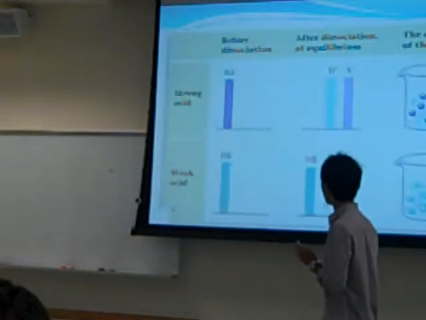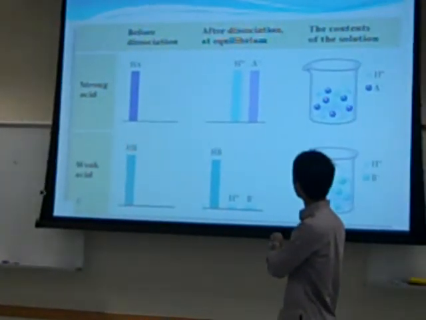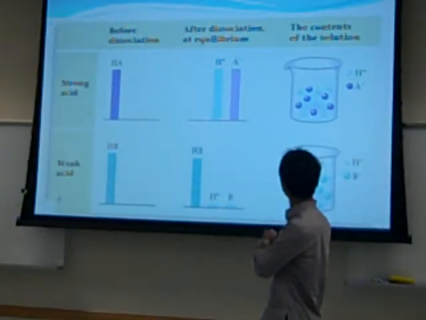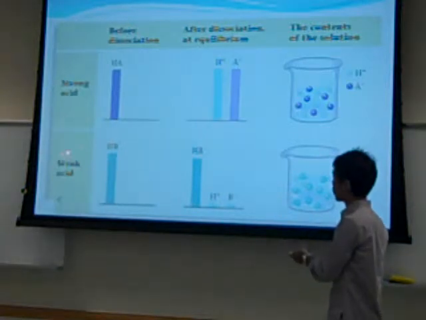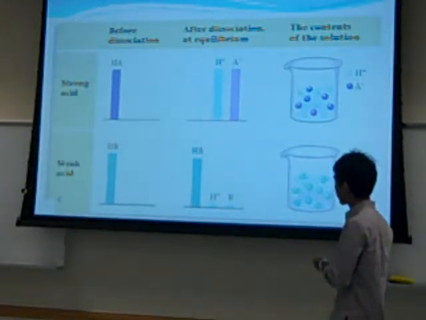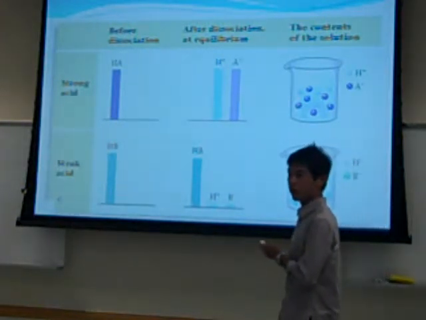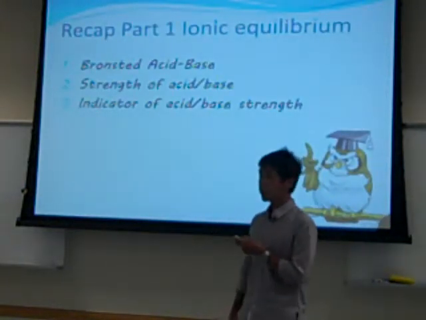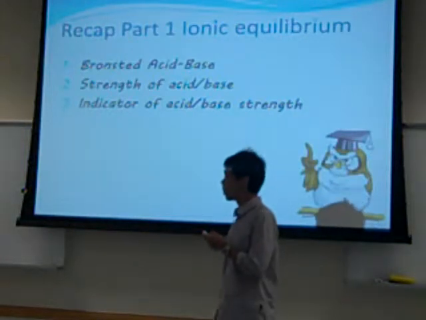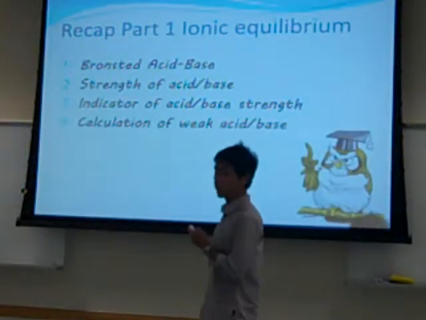In this case, I have a strong acid, and at equilibrium a lot of it has already dissociated, and most of the content of the solution is in ions. Whereas for the weak acid, it only dissociates to a small extent, and most of the content in the solution is still HA molecules. Next we look at the indicators of acid-base strength, and I'll introduce to you 3 different indicators. We'll look at that in the tutorial questions. And then lastly, the calculation for weak acids and bases.